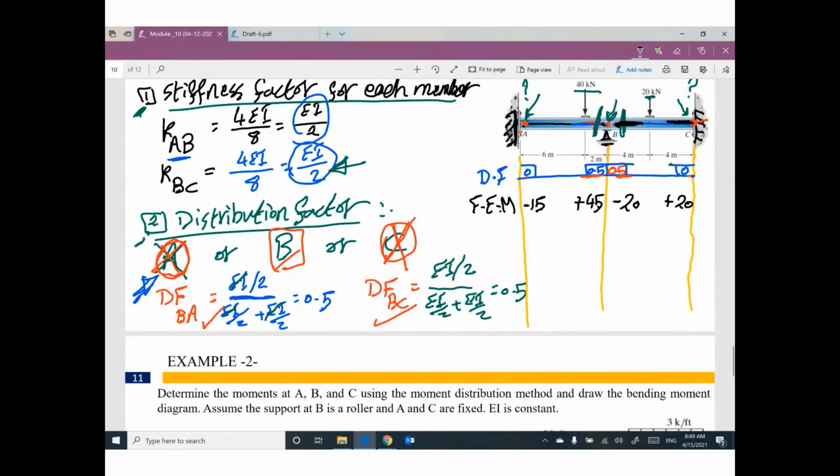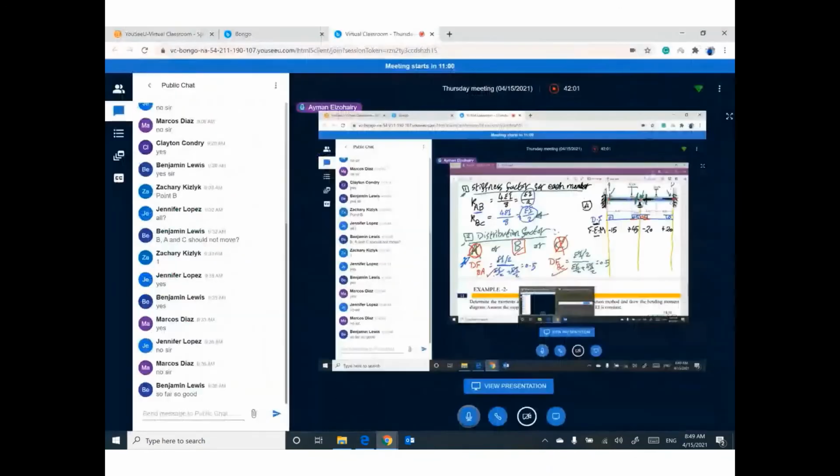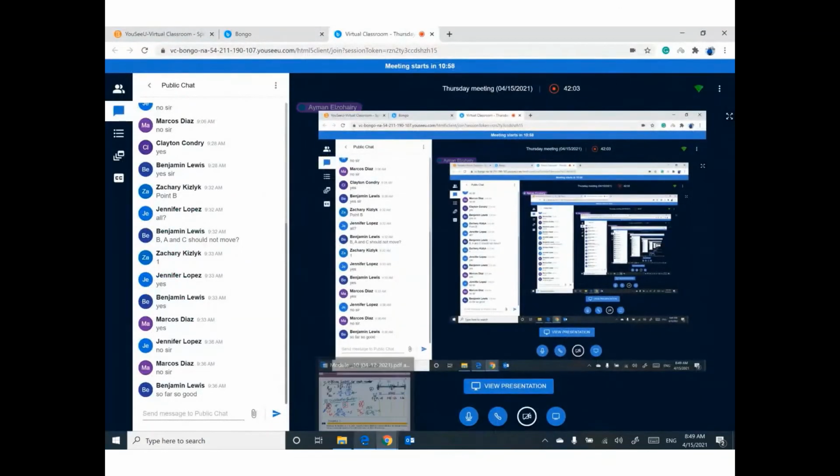Any question so far? So right now, in the fourth step, what I did, I draw vertical lines. I put my distribution factor in step number 2, fixed end moment in step number 3. Any question so far? Looks good? Okay.